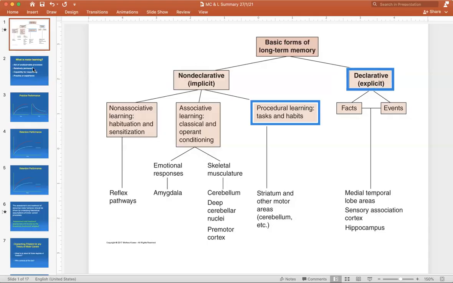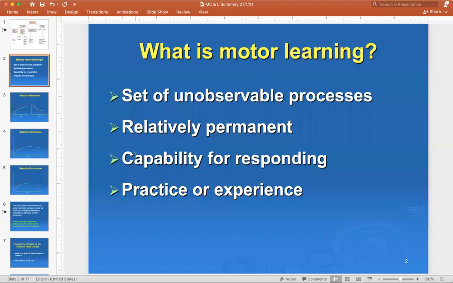What is motor learning? Well, it's a set of unobservable processes that leads to a relatively permanent change in the capability for responding as a result of practice or experience. The key point here is unobservable. It's occurring in the central nervous system somewhere. So we have to infer learning that's taken place by a patient's change in performance, the change in behavior. We think learning has occurred because of this. We think learning hasn't occurred because this is the behavior they're exhibiting.